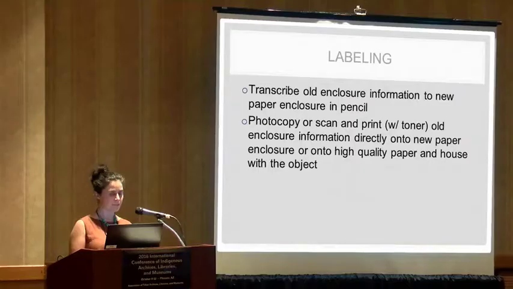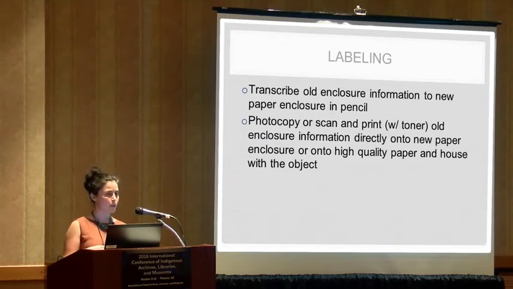Now, if you are moving your objects into new enclosures, you're going to want to make sure any kind of information is transferred from the old enclosure onto the new enclosure. If you can simply transcribe it in pencil, that's great. Sometimes things will come in original enclosures that may have images or extensive information on them that you want to capture that would be too difficult or long to capture by hand. Those can often be photocopied or scanned and printed with toner either directly onto the new enclosure or onto a piece of high quality paper that could be put in with the photograph.